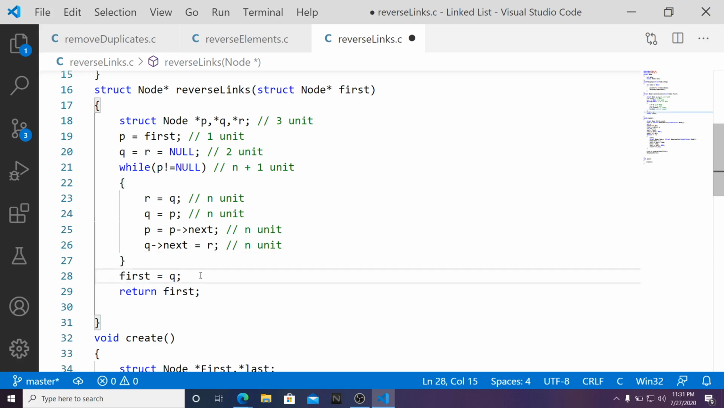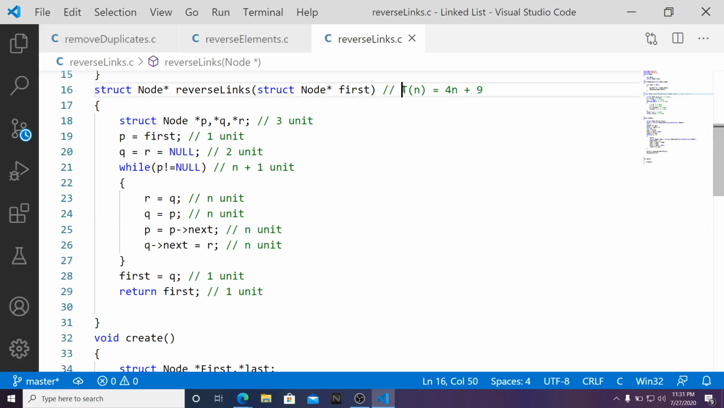Now first is equal to q will be taking only 1 unit, and return first will also be taking only 1 unit. Fine. What's the total time taken? How many n are available? 1, 2, 3, 4 n are available. So T of n is equal to 4n plus constant: 3 plus 1 is 4, 4 plus 2 is 6, 6 plus 1 is 7, 7 plus 2 is 9. So 4n plus 9 is the equation that we got.